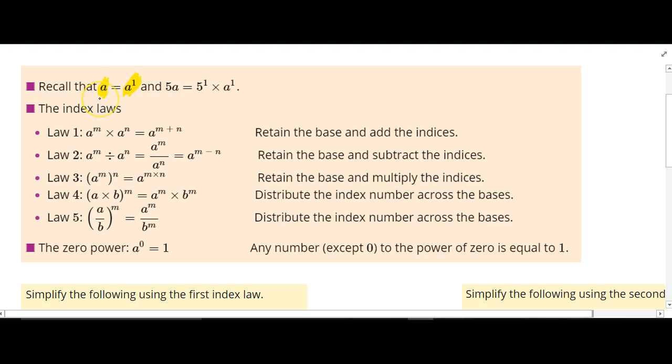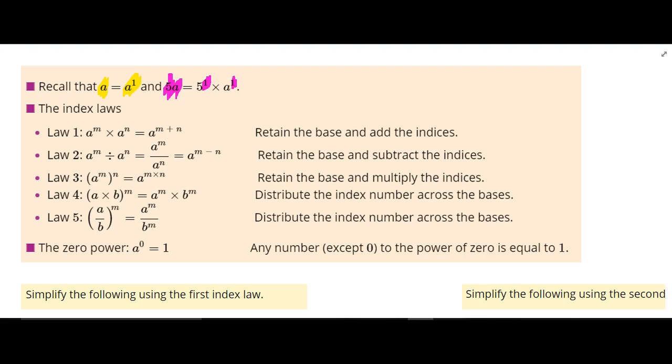So if there is a number a in general, it will equal a to the power of 1. If there's no power above the number or the pronumeral, that means it's to the power of 1, and that applies to numbers itself. A we call the base, and that little 1 we call the power. So 5a is equal to 5 to the power of 1 times a to the power of 1. It's really important that we remember these rules.